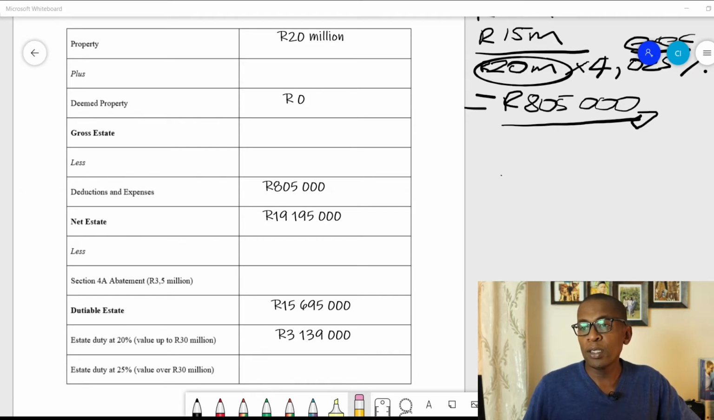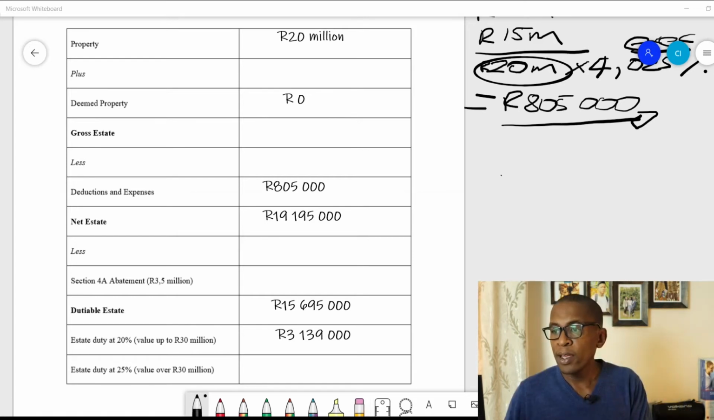And then we've got the Section 4A abatement, which is minus 3.5 million rands, available to everyone. That gives you a dutiable estate of 15,695,000. If you look at the estate duty calculation on that, we're working with a value that's less than 30 million rands. Therefore, 20% of the 15,695,000 gives you 3,139,000 rands. So that's his net estate duty, the estate duty that's due and payable.